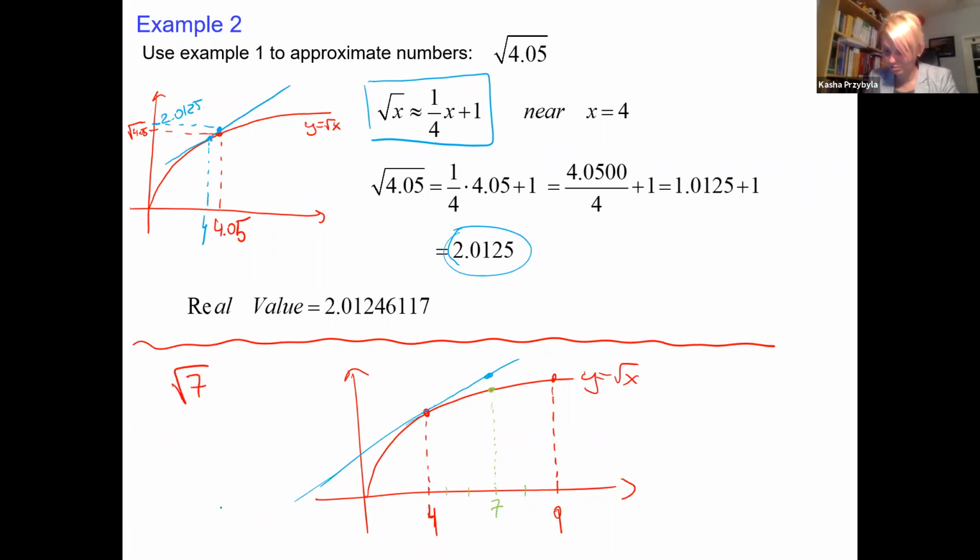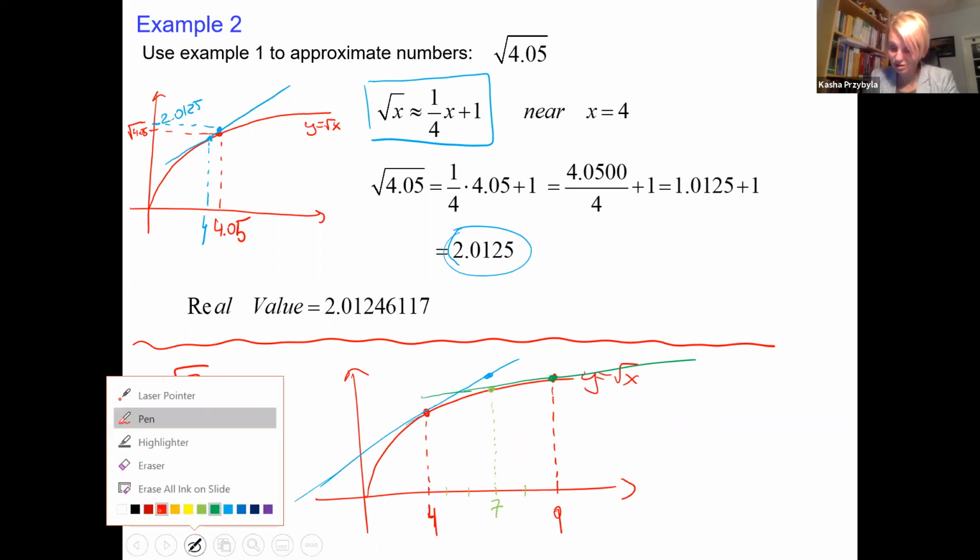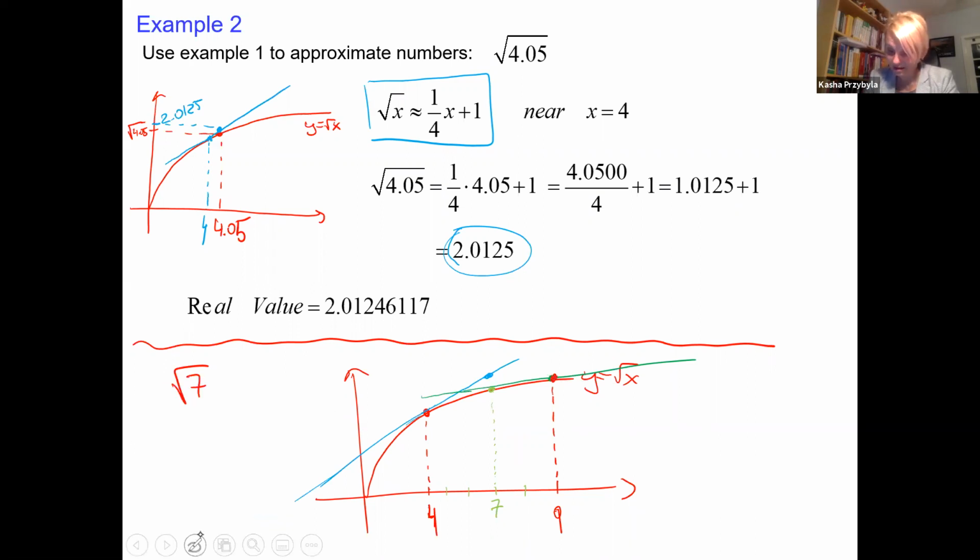what color can I use? Maybe green. I can use the tangent line at 9, and then my approximation will be that darker green dot, which is so close to the lighter green one with the actual value. And we can see we can decide which tangent line to use. We will not use the blue one, we will use the green one.